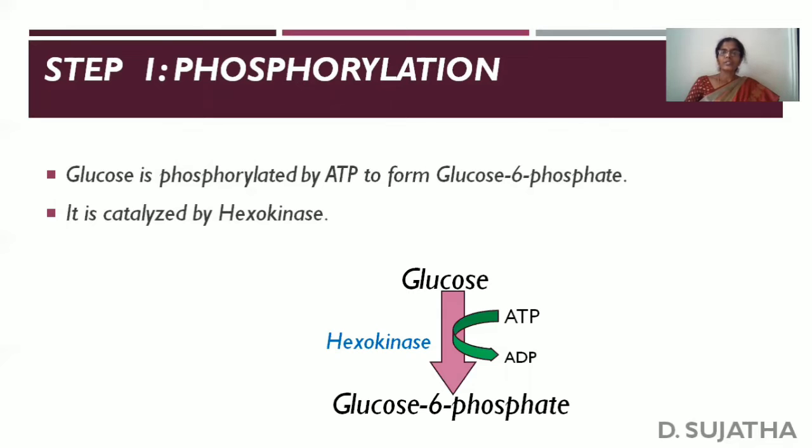This reaction is catalyzed by the hexokinase enzyme. The glucose, in the presence of hexokinase enzyme, takes phosphate from the ATP and converts into glucose 6-phosphate. The ATP converts into ADP. So the products are glucose 6-phosphate and ADP.